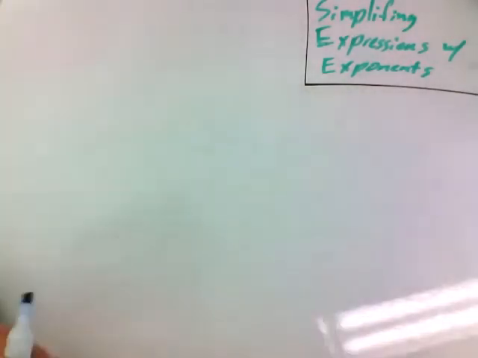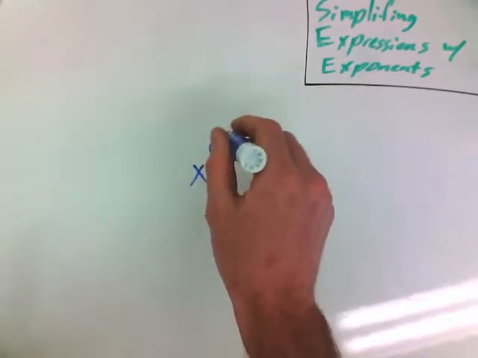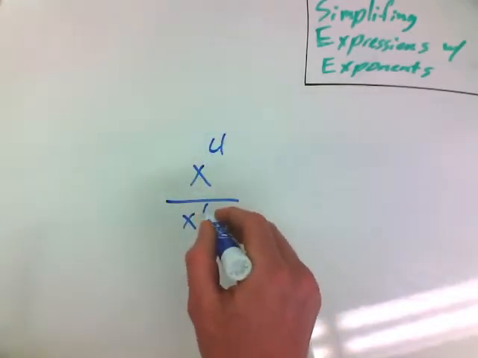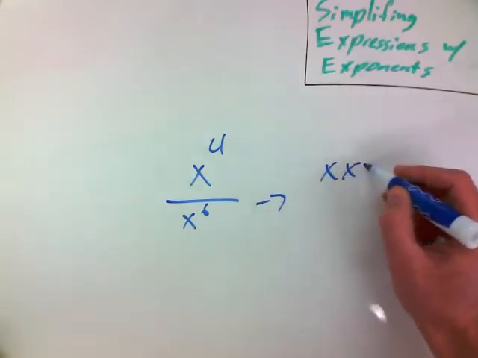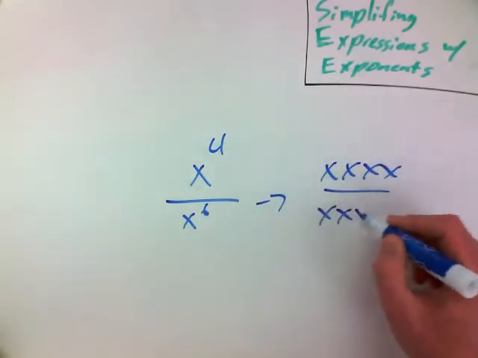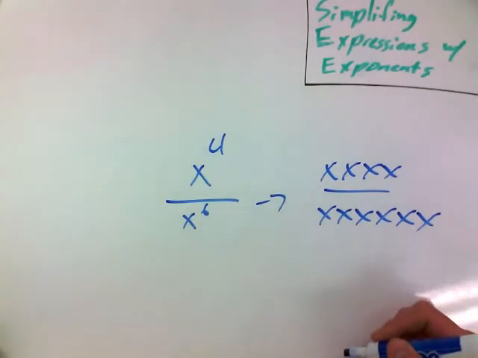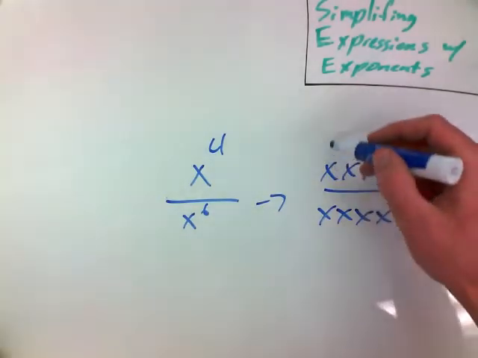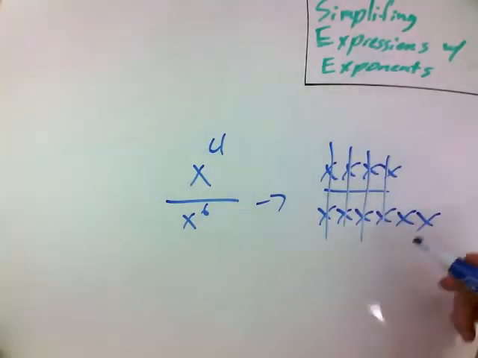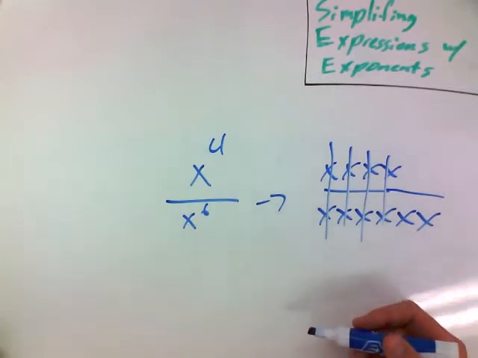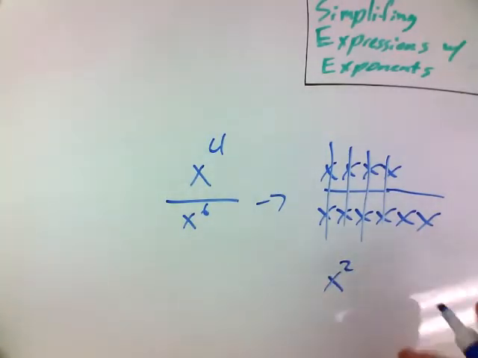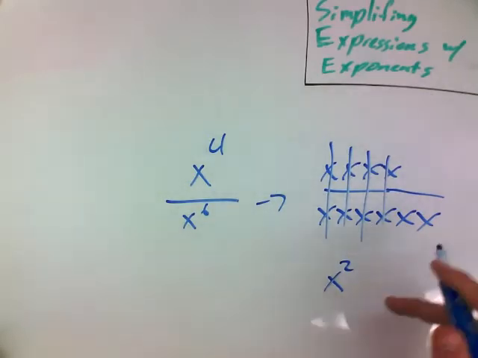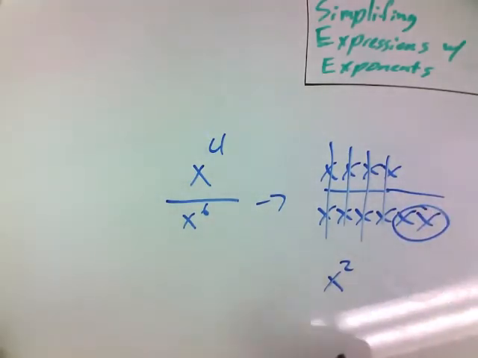A really common mistake, and something to watch out for, is this situation: if you have x to the 4th over x to the 6th. Well, I know that x to the 4th is 4 x's. I know x to the 6th is 6 x's, right? So if I was to simplify this, I have 2 x's left on the bottom. Well, we don't want to say that's x squared, right? A really common mistake is people say, well, all that's left is x squared, so the answer is x squared.